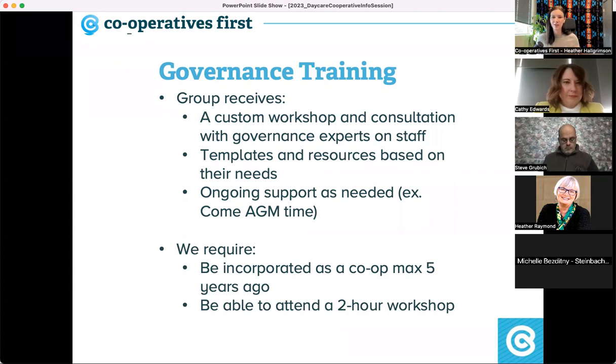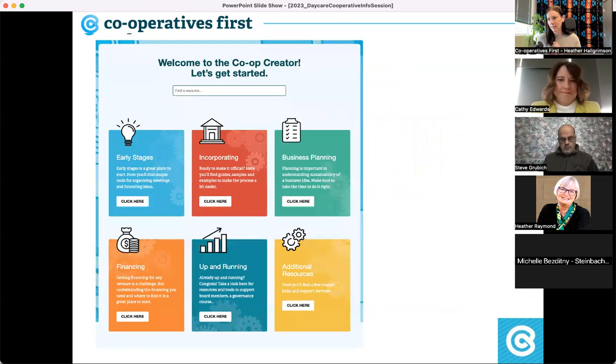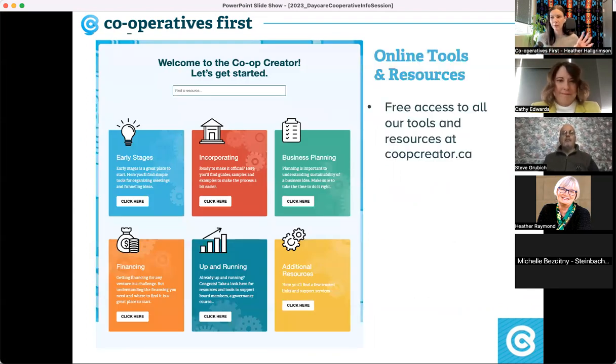So there's the consultation side of things, the topics you want to focus on, a 2-hour workshop plus a follow-up of our to-dos and templates. We also have Co-op Creator, which is our free online tools and resources for people starting cooperatives. You're going to find a lot of templates there in terms of your governance and policies, and even templates around incorporating documents, and work plans for incorporating in each province.